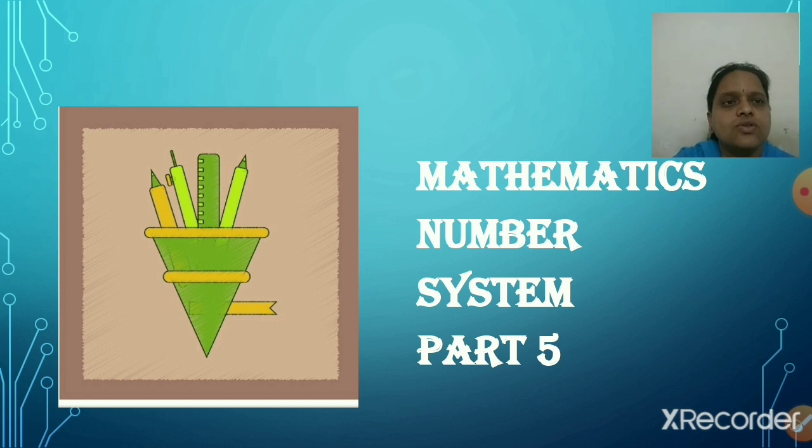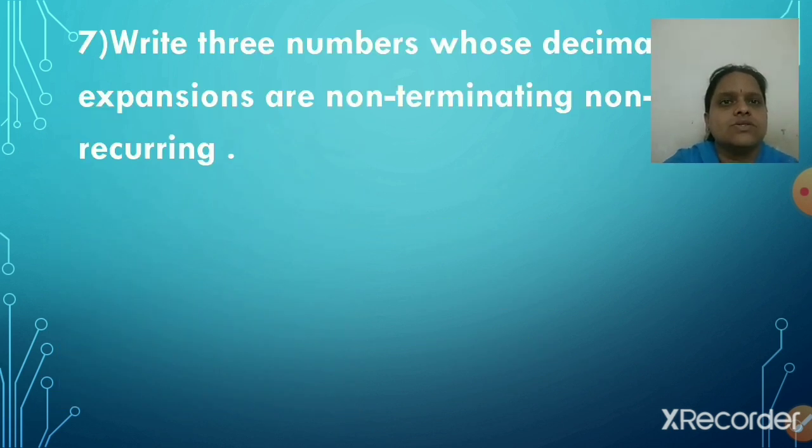Now I will continue with question number 7. Write 3 numbers whose decimal expansions are non-terminating and non-recurring. First of all, what is the meaning of non-terminating and non-recurring numbers? How to identify that? Non-terminating: if you are writing in decimal form, you put the dot dot dot after any number, so it becomes non-terminating. And non-recurring, this means what? There should not be any repetition in the digits. So give any 3 examples like this.